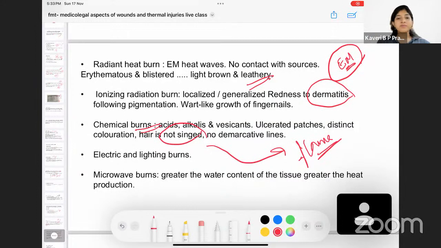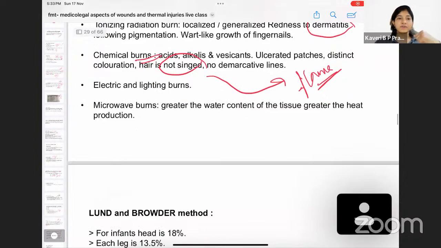Coming to microwave burn, here there is going to be greater water content of the tissue. Here you have to understand that in microwave burn, if there is more water content, it is directly proportional to the heat production, and greater is going to be the damage. Okay, so this is what you have to understand in microwave burns.